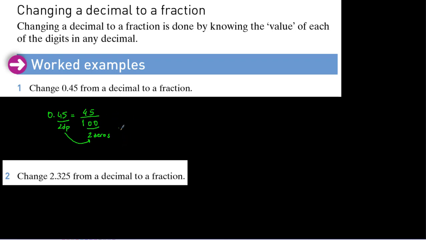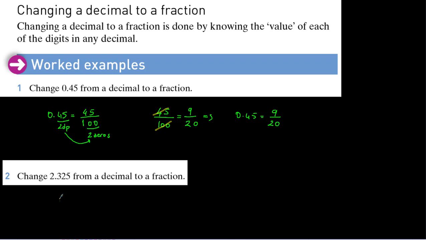But is it enough for us? No, because as you remember, each fraction, like 45 over 100, should be simplified. When we simplify, we divide both by 5, since both are divisible by 5. This is going to be equal to 9, and this is going to be equal to 20. So 0.45 as a fraction is equal to 45 over 100, which is equal to 9 over 20. It has to be.